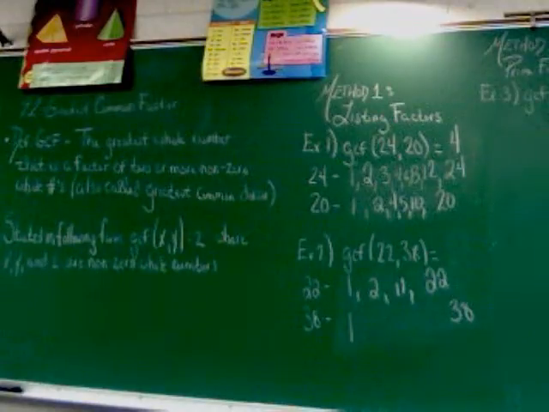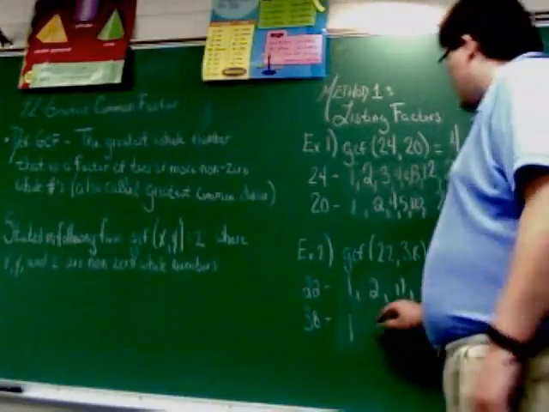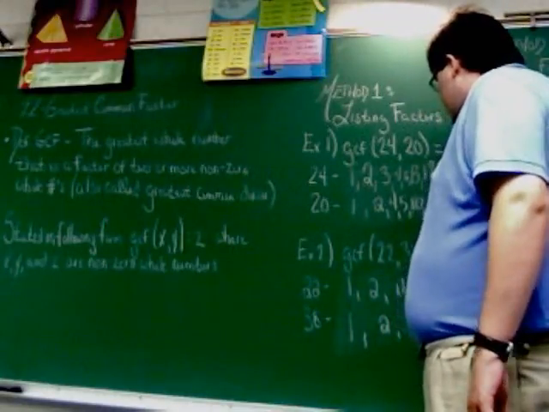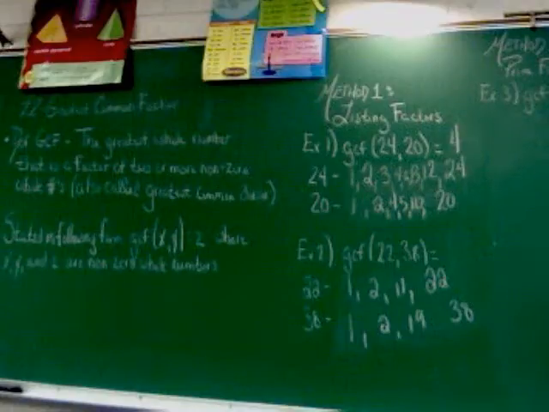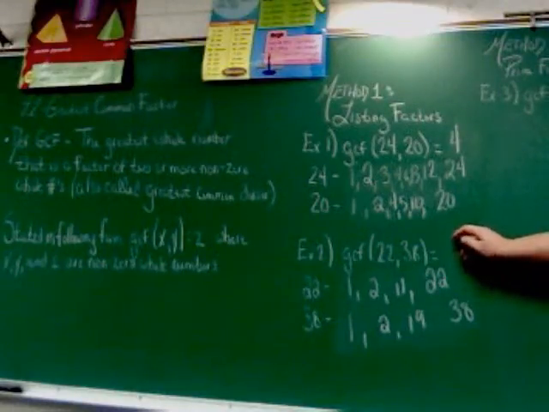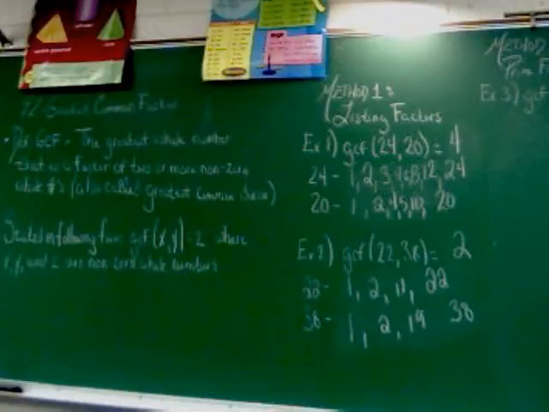2 and 19. So, we identified now the largest number that's in both lists. As you can see, the biggest number that shows up in both lists is 2. So the greatest common factor of 22 and 38 is 2.